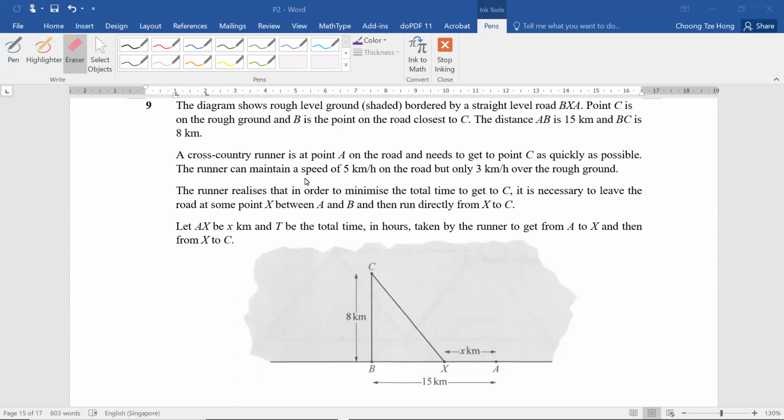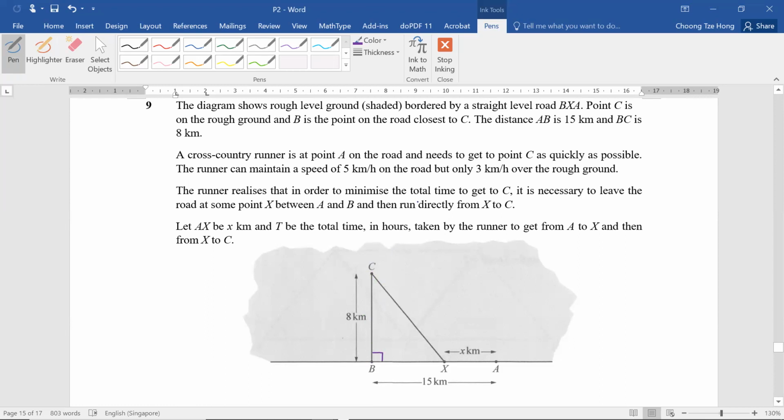The diagram below shows rough level ground that is shaded, bordered by a straight level road BXA. The shaded part of the diagram represents the rough ground, and this straight line BXA is a straight road. Point C is on the rough ground and B is on the road closest to C. Whenever they say B is closest to C, that means this angle has got to be 90 degrees already. This is looking from the top view. Based on this diagram, B is vertically below point C.